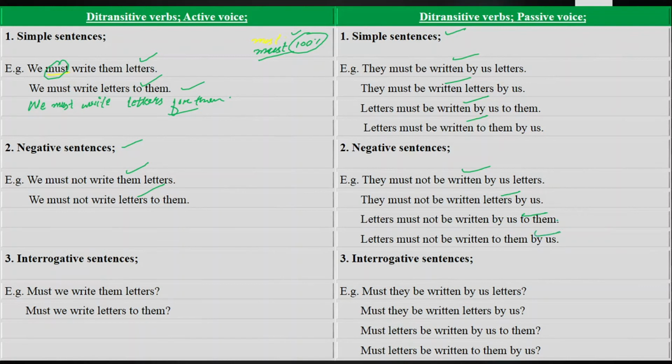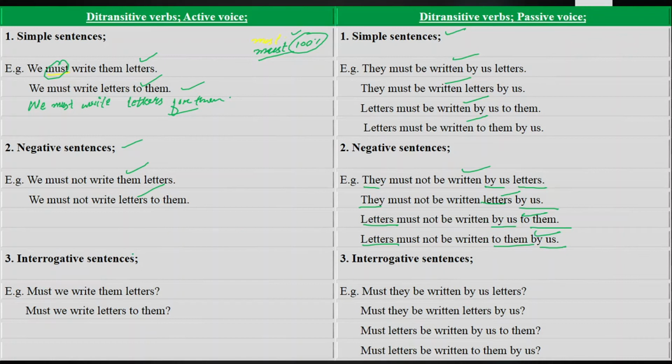One thing should be noticed: we bring the indirect object first in the second sentence, and the direct object first in the third and fourth sentences. And keep in your mind, "by us" comes at the beginning, letters at the end; letters at the beginning, "by us" at the end; "to them" at the beginning and "by us" at the end. So this is the way to change them from active voice into passive voice.